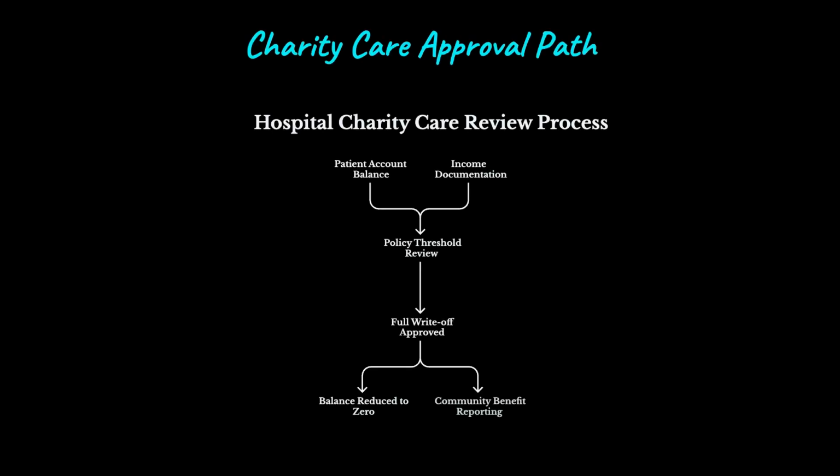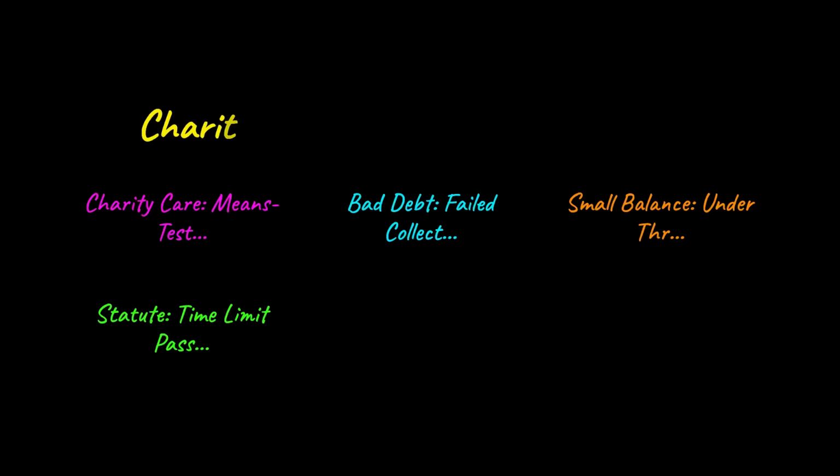Picture a patient with a $2,400 balance after insurance, submitting proof that household income sits at 150% of the federal poverty level. The hospital's policy grants a full write-off at that level, the counselor approves it, and the balance drops to zero while the dollars roll into required community benefit reporting.